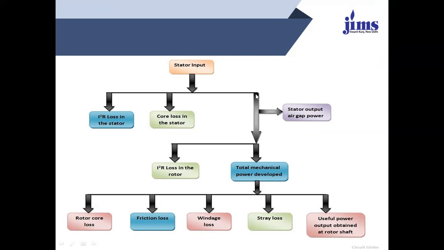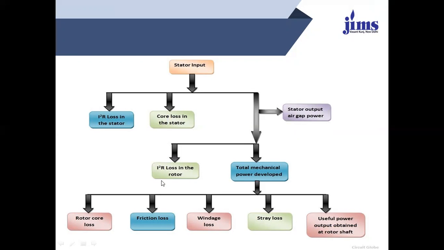The rest of the power is then delivered to the rotor side. This is the stator output, the air gap power, because in between the stator and the rotor there is an air gap. Some air gap losses will be there, because whatever flux is produced on the stator side is never fully linked with the rotor side. So some air gap power loss is associated with this, and the rest of the power is given to the rotor side.